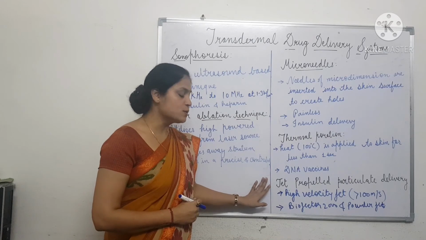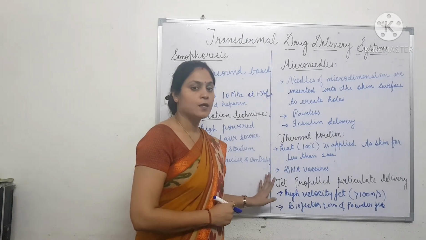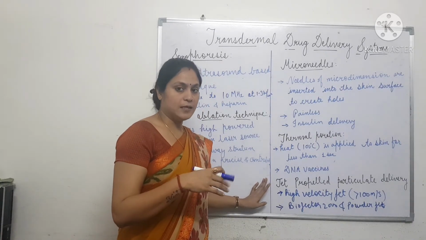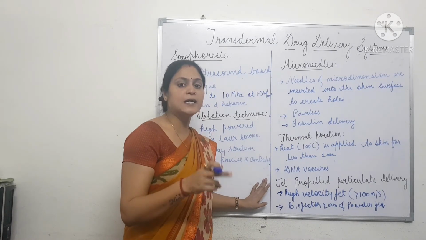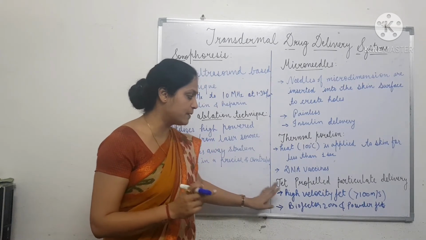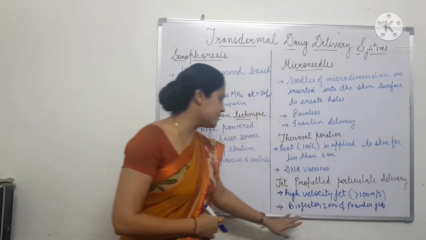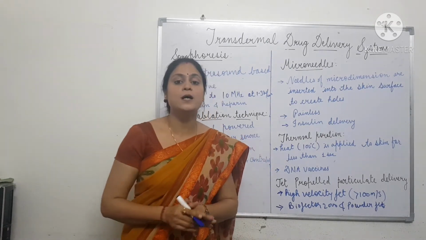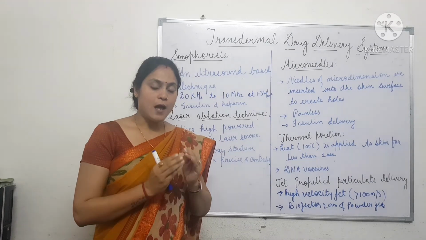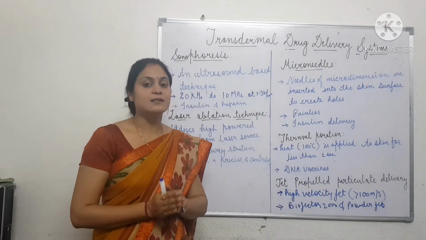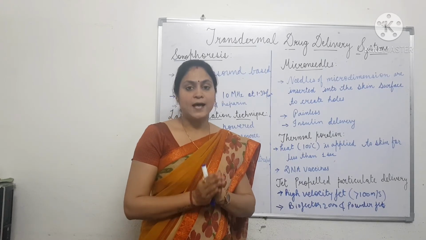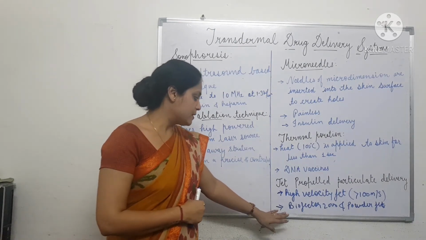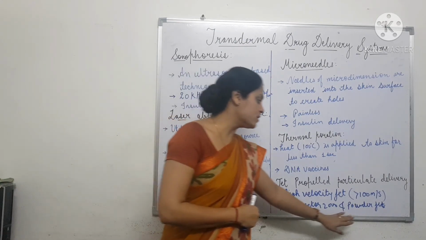In this technique, a high velocity jet is used in which compressed gas, usually helium, containing drug is propelled at very high speed, generally greater than 100 meters per second. It is used to force drug particles into the stratum corneum. So these high velocity jet injectors are used to enhance the permeation of drug molecules into the stratum corneum. Examples of this technique are Biojector 2000 and powder jets.